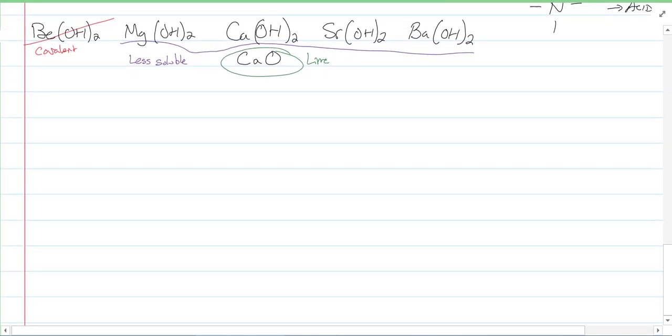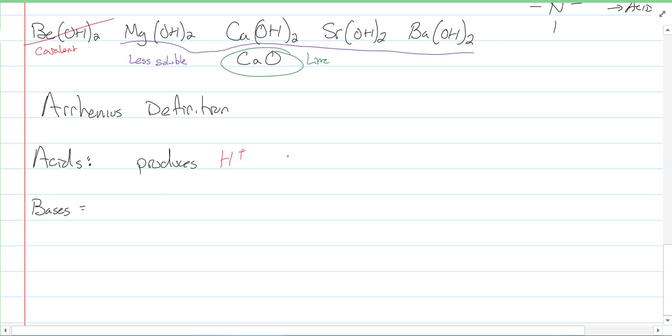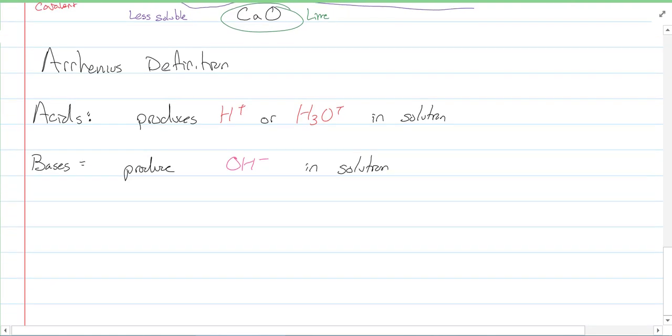So now let's go to the definitions. In Chem 1, we had the Arrhenius definition. He had Arrhenius acids and Arrhenius bases. Great definition. So an acid was, it produces H plus or H3O plus, because they're the same thing, in solution. Bases produce OH minus in solution. And that was a very good definition for acids and bases. However, it wasn't necessarily complete, because some things that did not directly produce hydroxide were basic. Some things that didn't look like they could produce H plus were acidic.